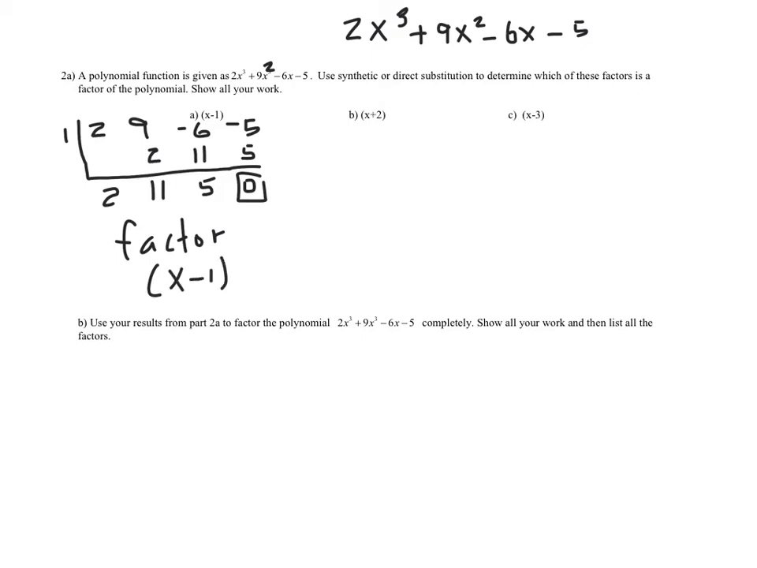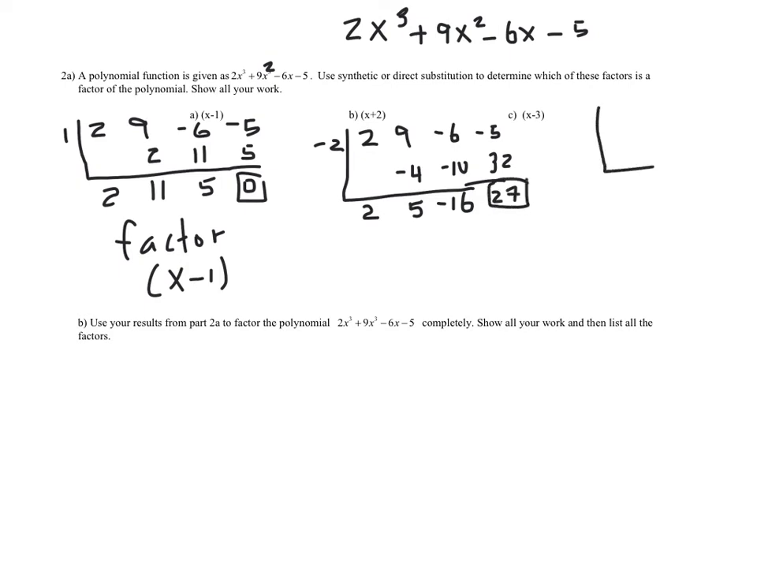So let me try the next one. So we are given 2. So I'm going to try negative 2, just in case we have more than 1. 2, 9, negative 6, negative 5. So this is 2, negative 4, so this is 5, negative 10, negative 16, so this is 32, and this is 27.